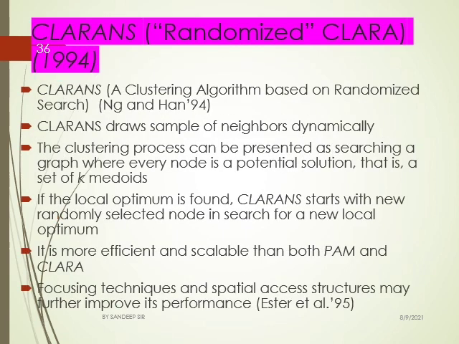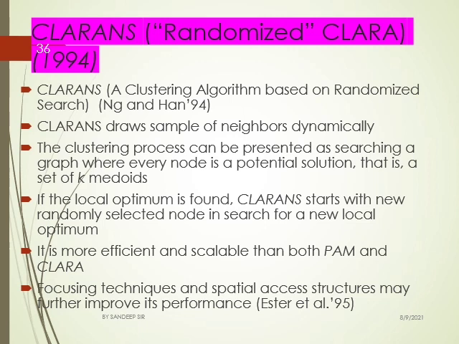So you can see this particular method, which was developed in 1994. This is another clustering algorithm based on randomized search. Again, it draws samples from neighbors dynamically. Every time you form a cluster, you draw samples. This clustering process can be presented as searching a graph where every node is a potential solution. Here you can consider every other point around that node as a potential solution.